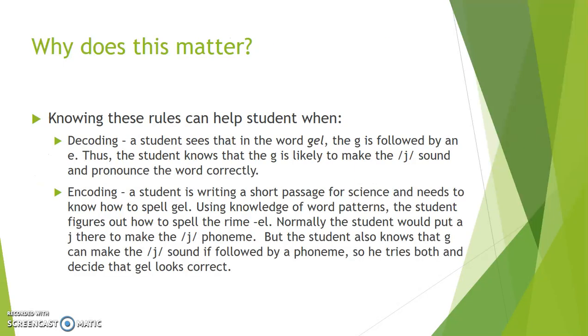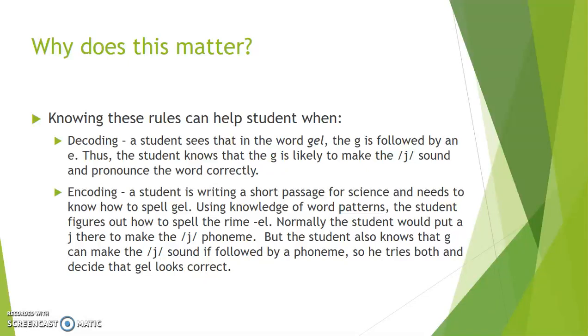So why does this matter? Well, knowing these rules is very important for students. It can help them when they're decoding. So for example, a student sees that in the word gel, G-E-L, the G is followed by an E. So then the student knows that based on this generalization the G is likely to make that J sound, and thus will pronounce the word correctly, gel instead of gel.